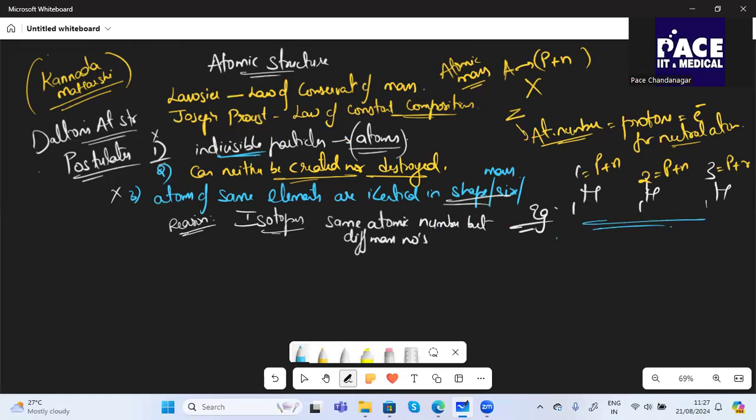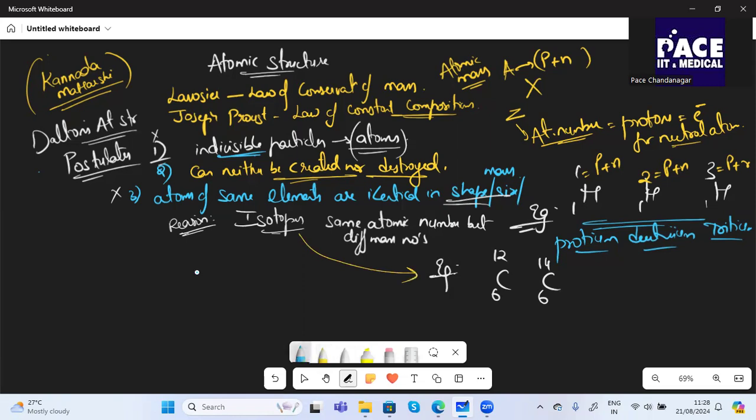So hydrogen 1,1 is protium, then deuterium, and tritium. Okay, these are three isotopes of hydrogen. Other examples of isotopes: carbon C6,12 and C6,14. There will be a mass of 14 and a mass of 12 for carbon, which indicates a change in the mass number, but it is the same element, carbon. So this is an exceptional case of his postulate. He has given the postulate saying atoms of the same elements are identical, but here they are not identical. So you have isotopes, which are non-identical.